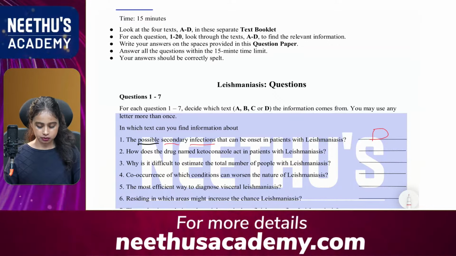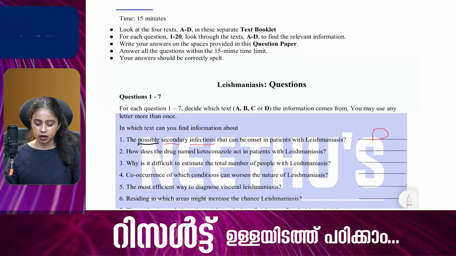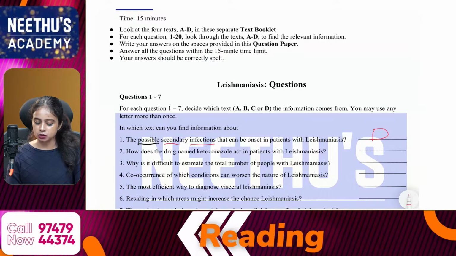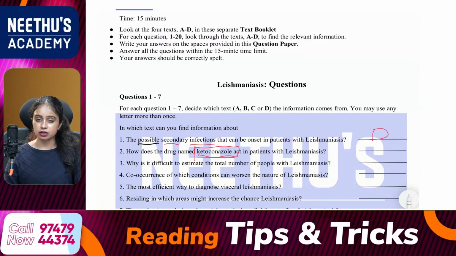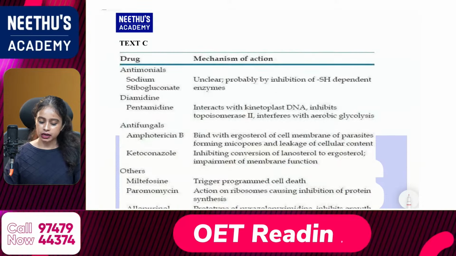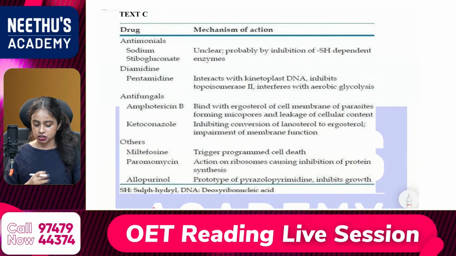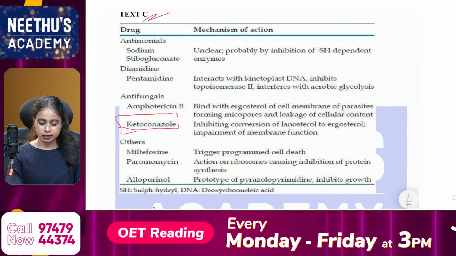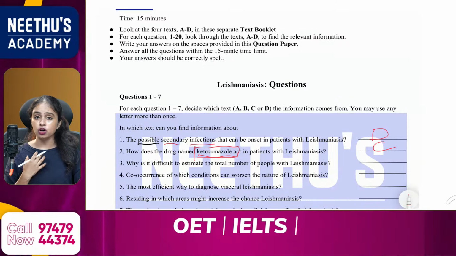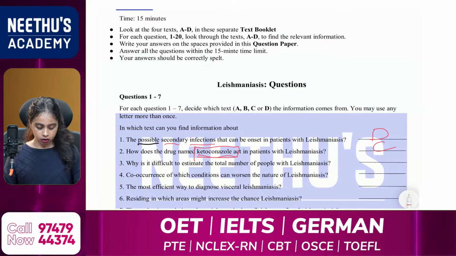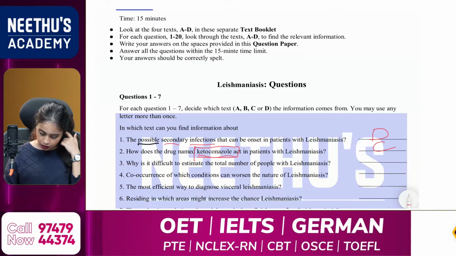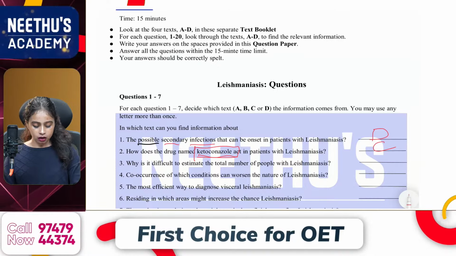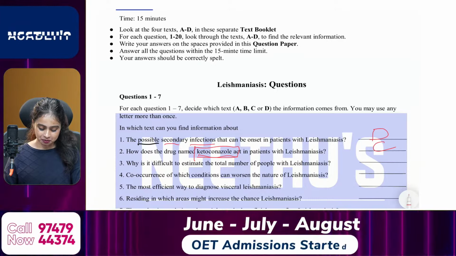Second question, how does the drug named ketoconazole act in patients with leishmaniasis? So where is this particular name mentioned? The name of the medicine, drug. Okay, so the treatment or the medications are mentioned in text C, clear. So that is from text C. A lot of medications are mentioned in text C. Tessie, Anu, Reshma, Juby, Reba, Jansi. Yes, very good. Text C. Okay, Ashwati. Okay, Priya.